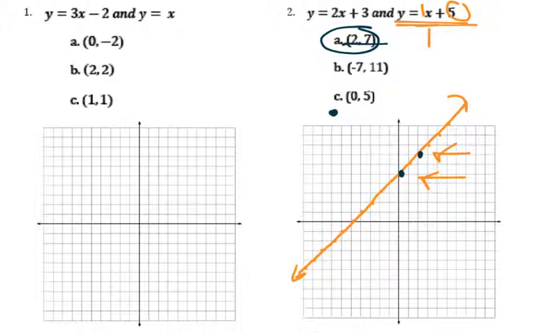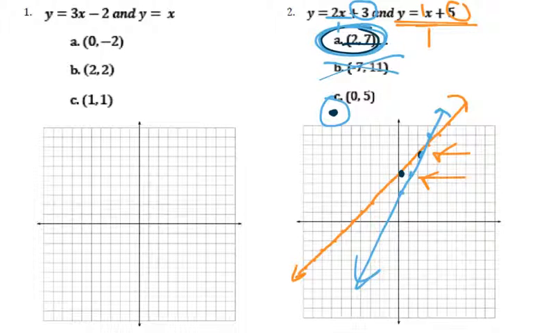But what about the second equation? Y-intercept of 3, slope of 2x, so it's like 2 over 1. So up 2 to the right one, up 2 to the right one. We see that right there. Now, this negative 7, 11 was not a solution for any of our problems. Okay? The only one that worked for both was 2, 7. And so that's our answer. That's what we're looking for when we graph 2 equations on the same line.